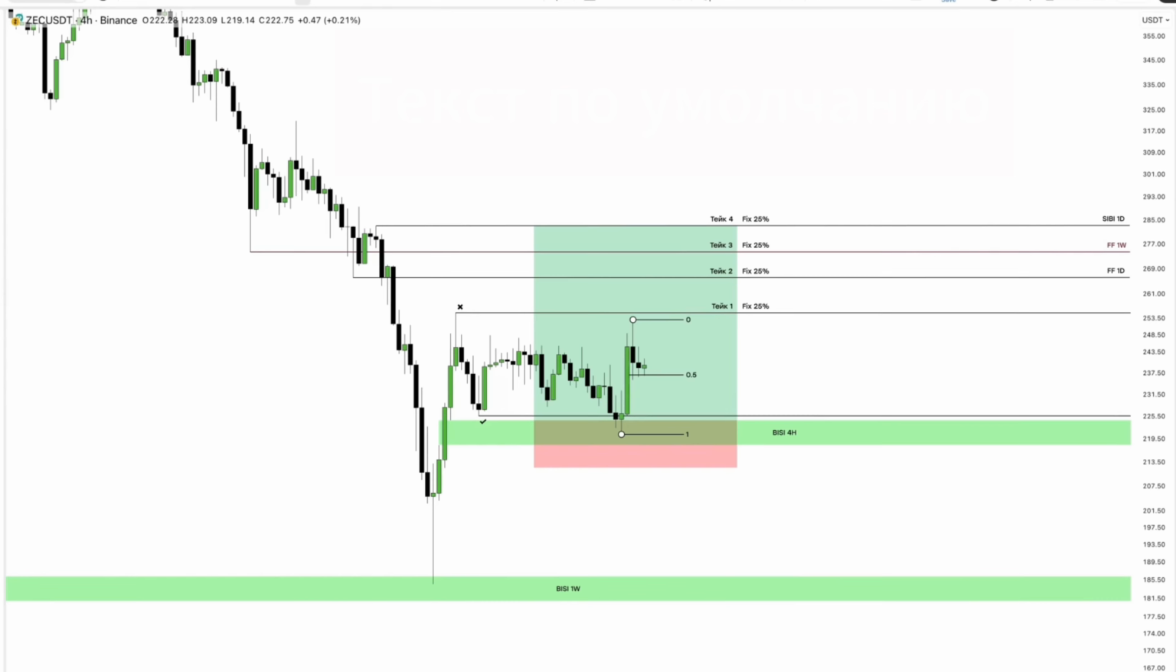Technically, this can be done through a sub-account or on another exchange. You can also use different trading pairs. For example, the first trade is opened on ZEQUSDT and the second on ZEQUSDC. These are the simplest and most convenient ways to manage positions in parallel.